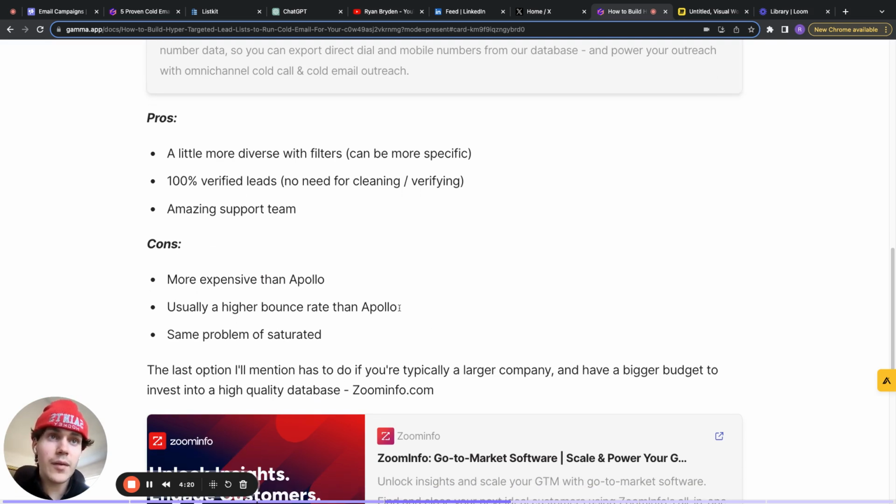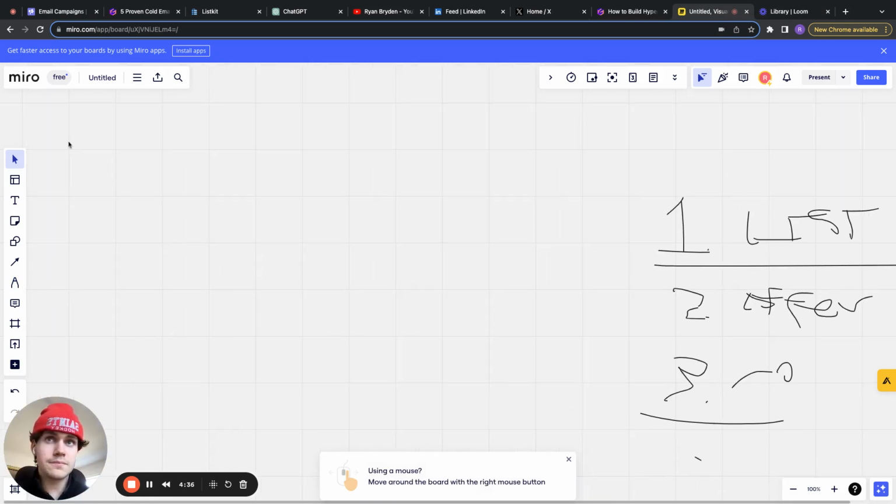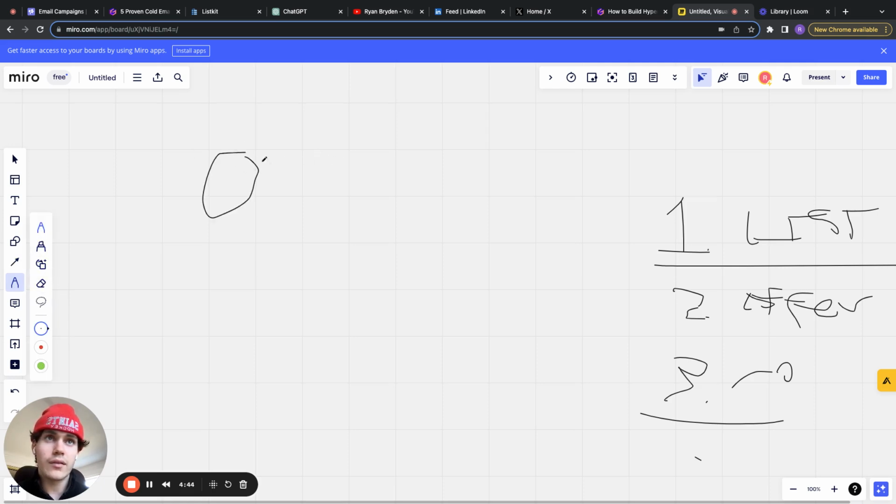In my campaigns, I've typically found that ListKit leads have a bit of a higher bounce rate than Apollo. Again, just personal preference. And as with Apollo, you'll probably find the same problem with most of these leads being saturated, right? If we're trying to visualize this, if this is Apollo and this is ListKit here, you're pulling from the same leads that exist in both platforms, and because they're not that expensive, so many people can reach out to these.